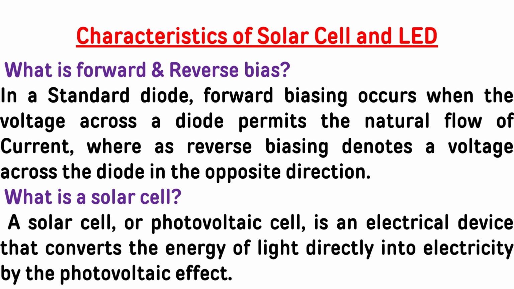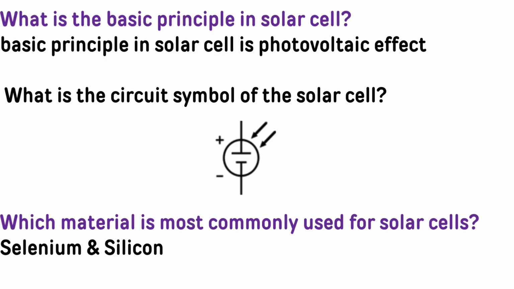Characteristics of solar cell and LED. What is forward and reverse bias? In a standard diode, forward biasing occurs when the voltage across a diode permits the natural flow of current, whereas reverse biasing denotes a voltage across a diode in the opposite direction. What is solar cell? A solar cell or photovoltaic cell is an electrical device that converts the energy of light directly into electricity by the photovoltaic effect.